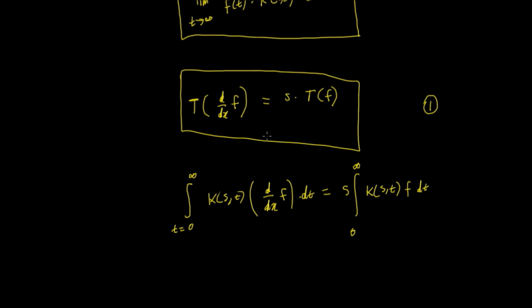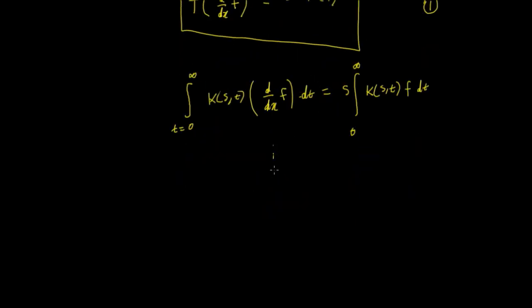Okay, so we know that s is independent of t. s is just a parameter, so we can then take the s inside that.